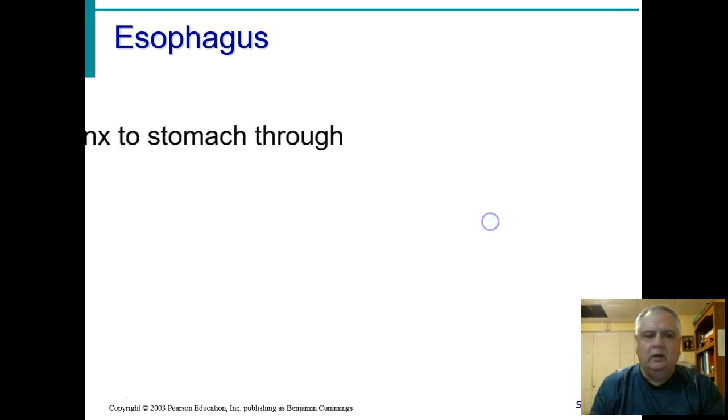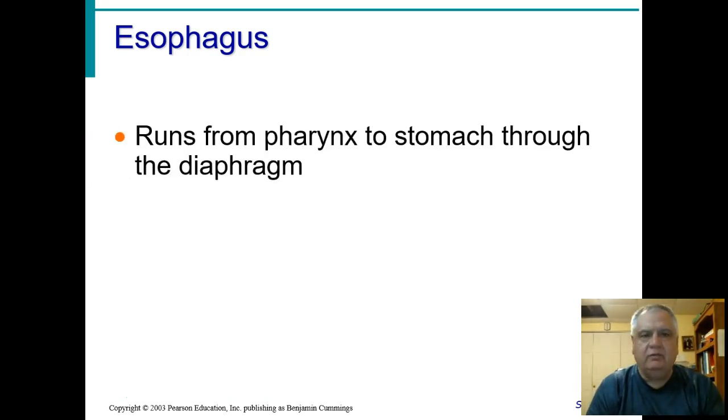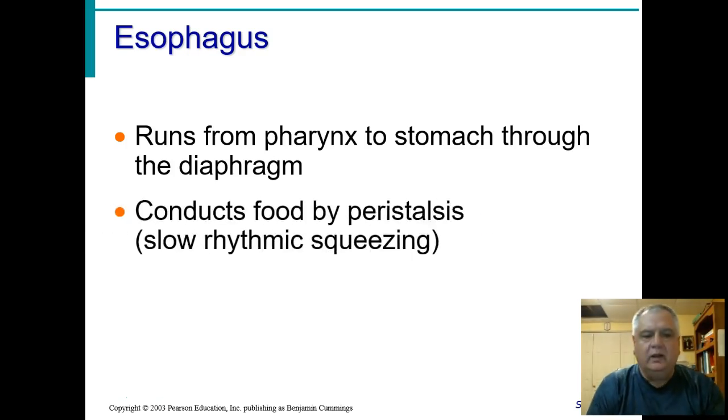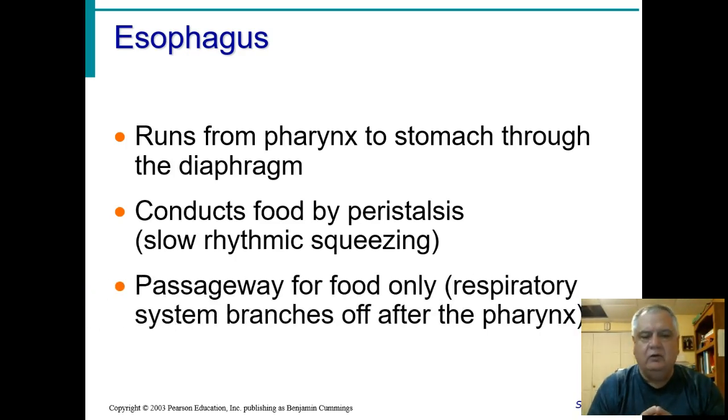Okay, moving on. Our next component is the esophagus. The esophagus runs from the pharynx to the stomach, and as it does, it passes through the diaphragm. It conducts food, again by peristalsis. Again, this is a slow rhythmic squeezing, alternating contraction of the layers of smooth muscle tissue. And the food is conducted by peristalsis down into the stomach. The esophagus, however, is a passageway for food only.